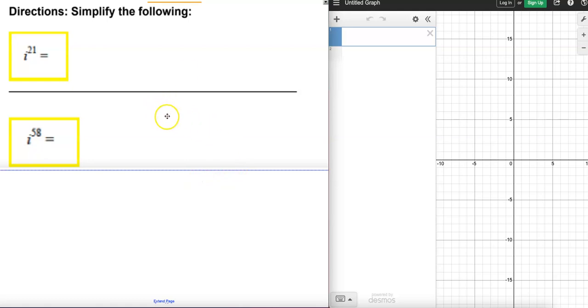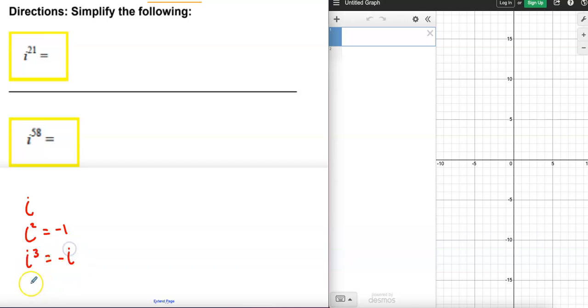Alright, so first of all we're going to start with a warm-up like we always do, and our directions say to simplify the following. Here we have i to the 21st power, and we've learned previously that i to the second power is equivalent to -1, i to the third power is equivalent to -i, and i to the fourth power is equivalent to 1, and we know that the i's just repeat the cycle.